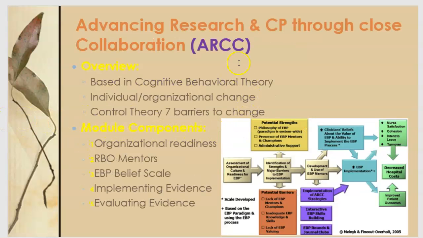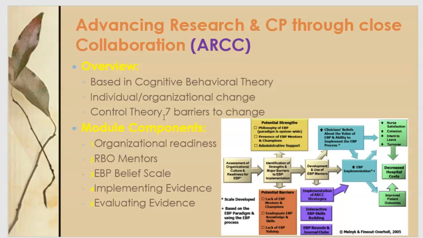If we're continuing forward, there's something called the ARC, Advancing Research and Clinical Practice Through Close Collaboration, and that is the ARC method. And this is based in cognitive behavior therapy. So this one has a global approach as well. When we talk about cognitive behavioral theory, this just deals with our ability to kind of plan things out and change behaviors. It puts this individual and organization together in this type of sustainable change. So really both of these pieces are integral to it being successful.